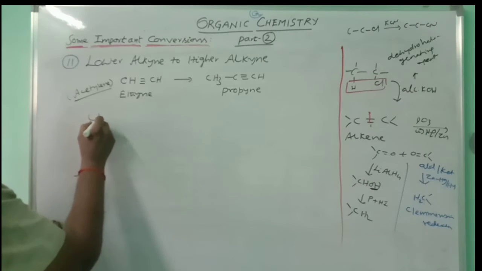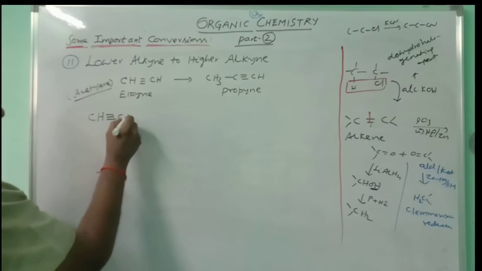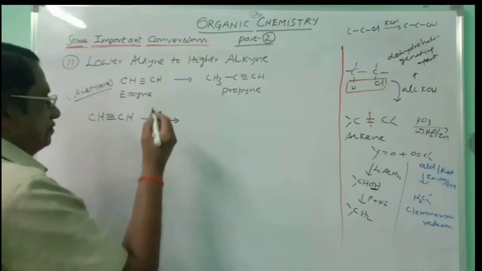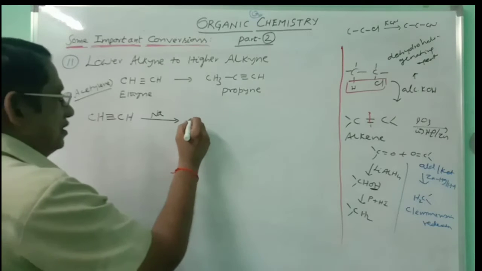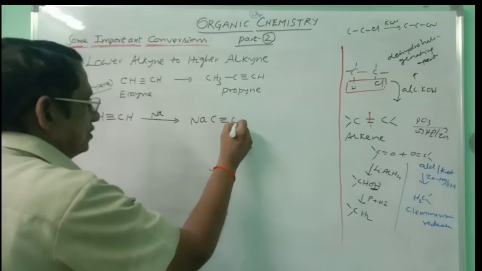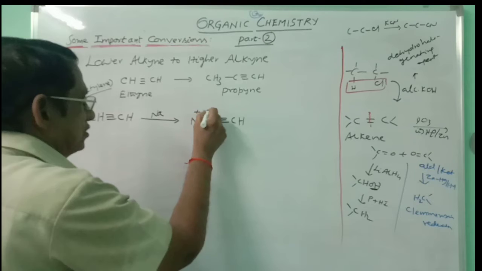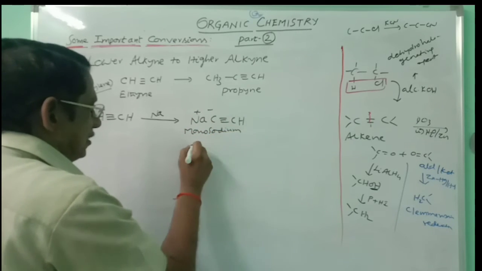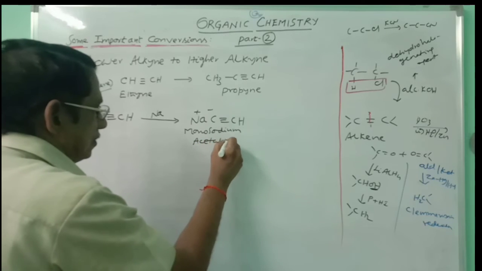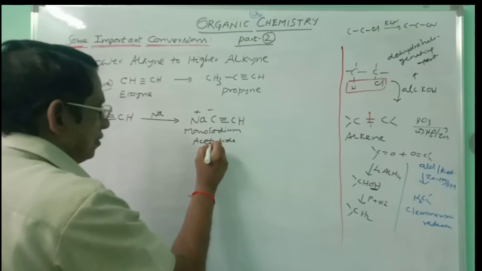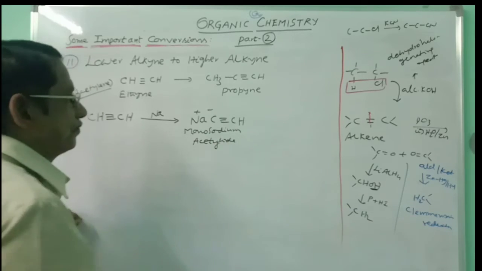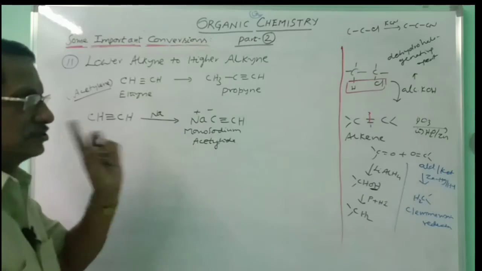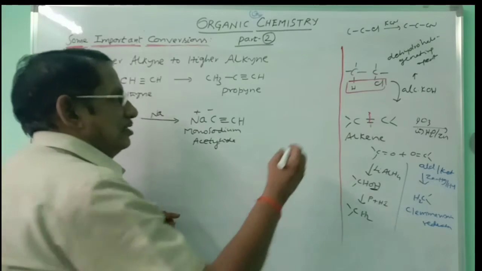So first, acetylene is treated with sodium liquid ammonia. Thereby it is converted into Na C triple bond CH, Na plus C minus. This is what you call monosodium acetylide. This is the carbanion, the strongest nucleophile. Why is it obtained? Because acetylenic hydrogens are acidic. That advantage you are taking here.